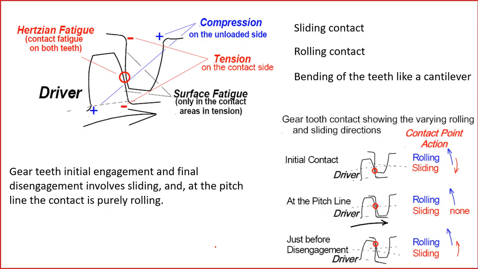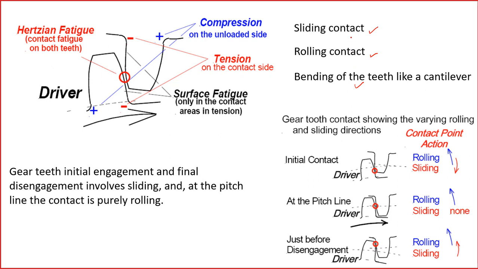So we will see the problems and the tribological issues in gears, and when we know the tribological issues, then we can design the gears so that we can avoid those issues. One thing we should notice is that when a gear is working, there will be sliding contact, there will be rolling contact, and there will be bending of the teeth like a cantilever.